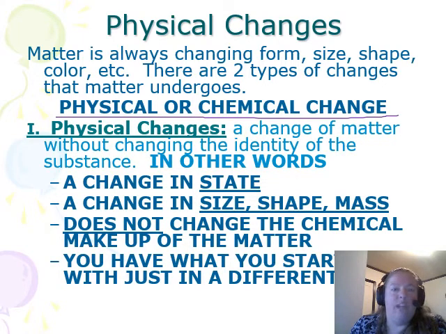So, in other words, it can change in its state: solid, liquid, or gas. It can change in its size, its shape, or its mass, but it does not change the chemical makeup of that matter. Whatever you had at the beginning is what you have at the end. It is the same element or the same type of matter.